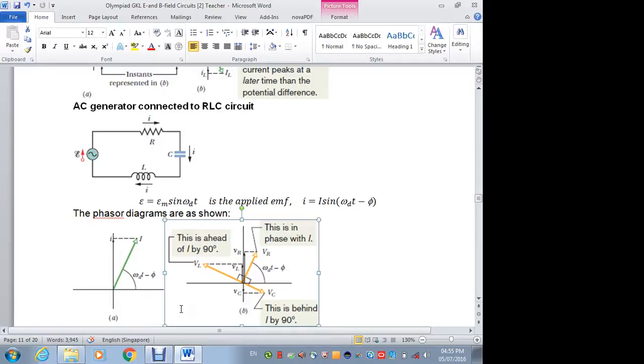Okay, we have the individual components. Now we will analyze the whole thing. Put the RLC in series. There will be RLC in parallel, but it doesn't seem to be examined. So we will only concentrate on the RLC series circuit. RLC series is usually what is used.